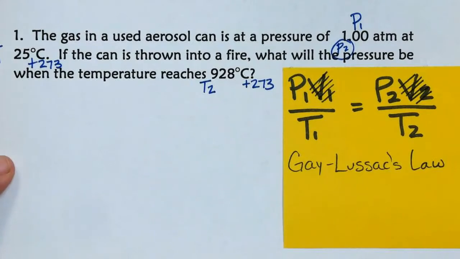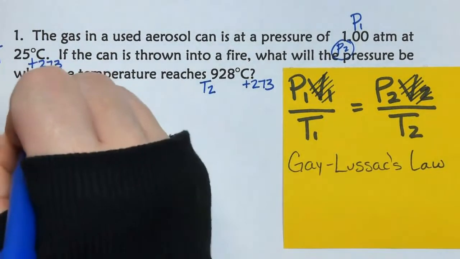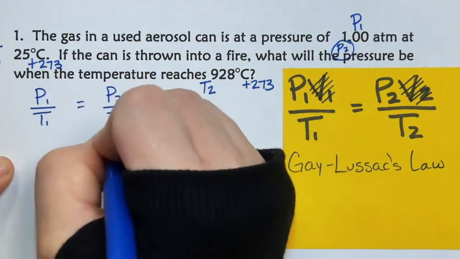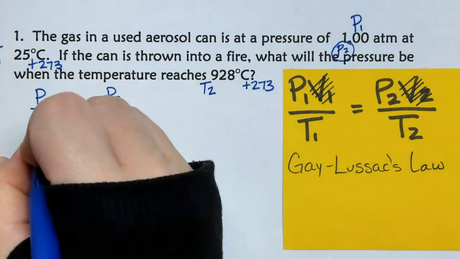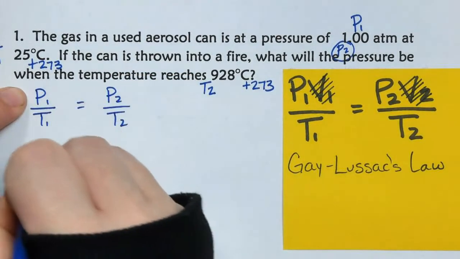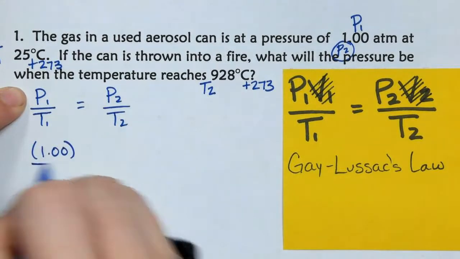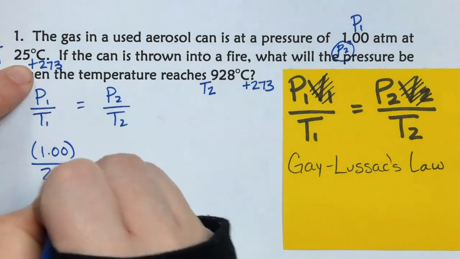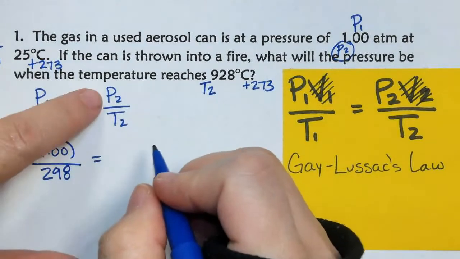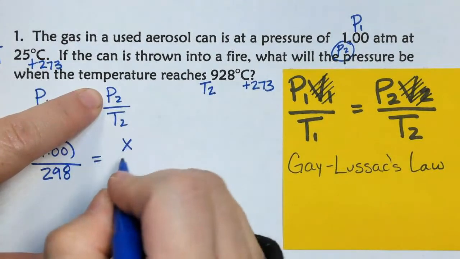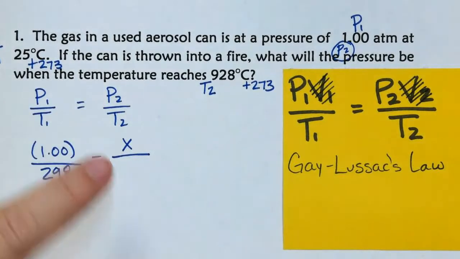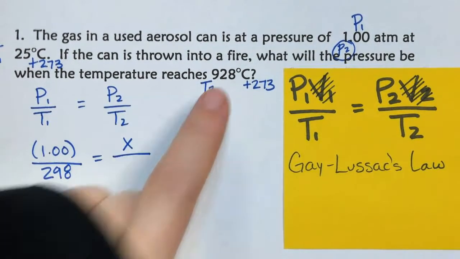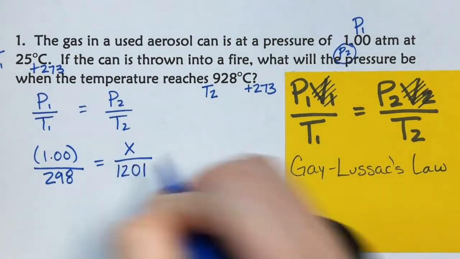So now I'm going to set up my equation. It's going to be P1 over T1 equals P2 over T2. And so my P1 is 1.00 over my T1, which is 25 plus 273, which is 298, equals P2, which is what I don't know, so I'm going to call that X, over 928 plus 273, which is going to be 1201 Kelvin.